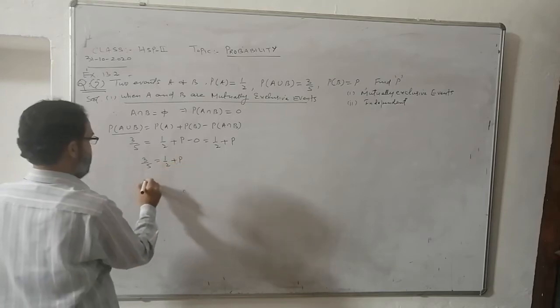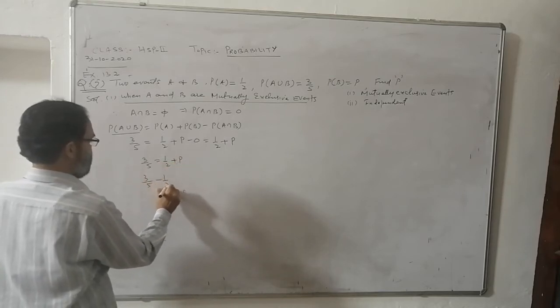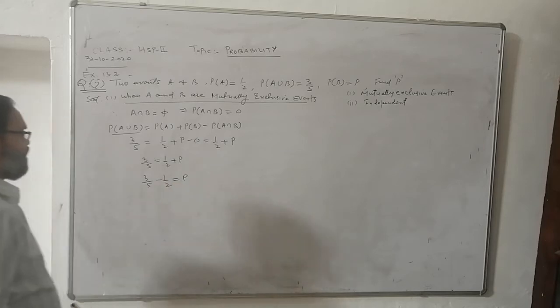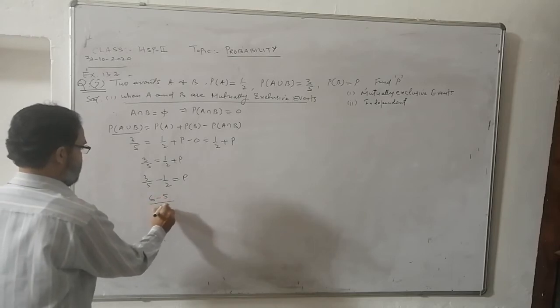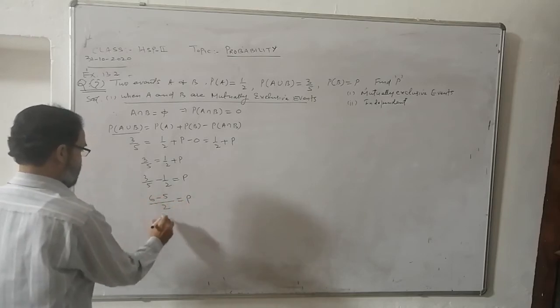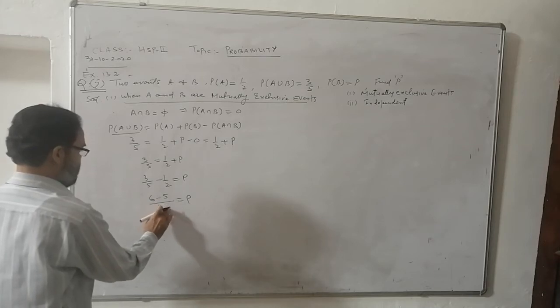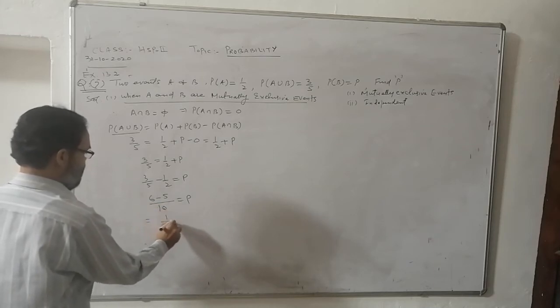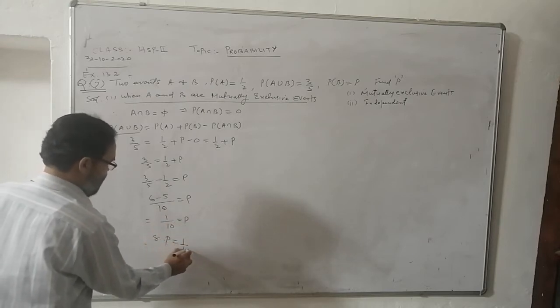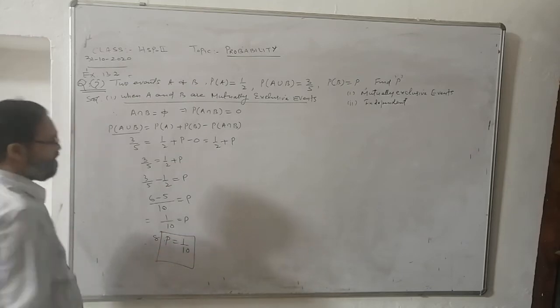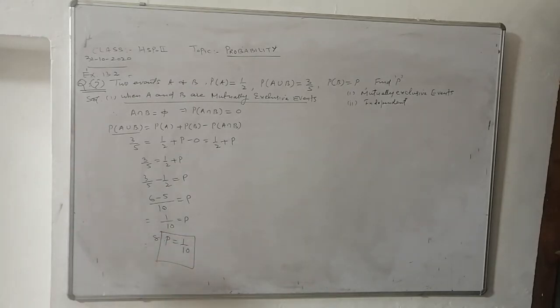So 3/5 minus 1/2 is equal to P. If I take the LCM, it will be 10. That is 1/10 equal to P, or P equal to 1/10. So this will be the value of P if A and B are mutually exclusive events. So part first is this.